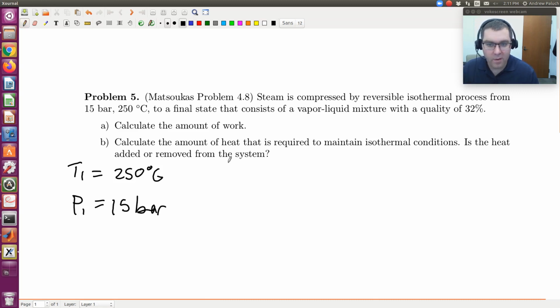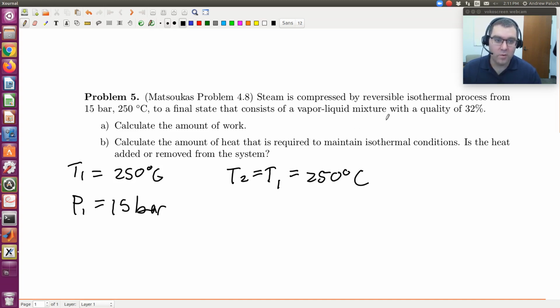Okay, and my final state is, well, we're told we have an isothermal process. So T2 is going to be equal to T1, and that'll be equal to 250 degrees C. And I'm not given a final pressure, but we're told that we have a vapor-liquid mixture with a quality of 32%. So I'm at VLE with a Q of 0.32.